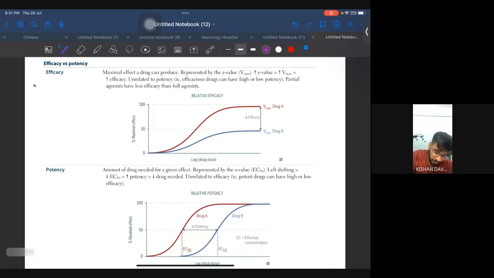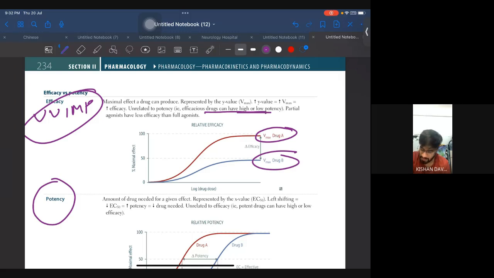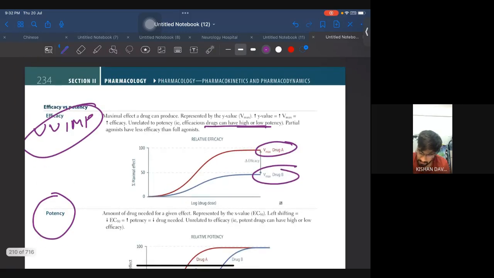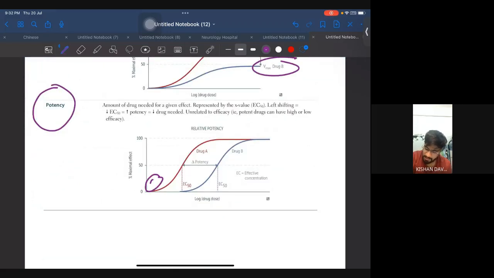Yeah, this is very important. Okay, there is nothing to understand here. Just remember this efficacy and potency curve: which is high potency, which is low potency, and sorry, high efficacy and low efficacy, high potency, low potency.